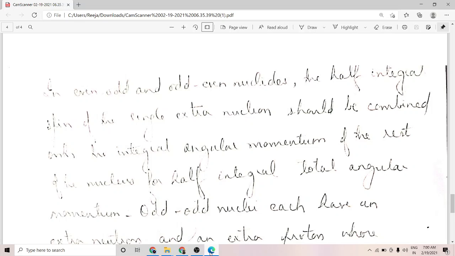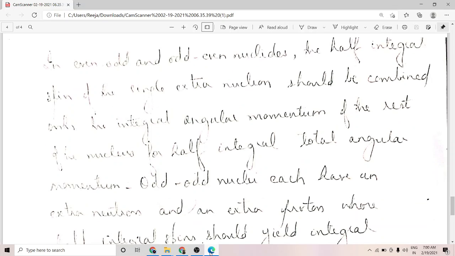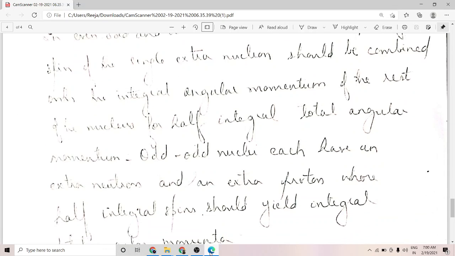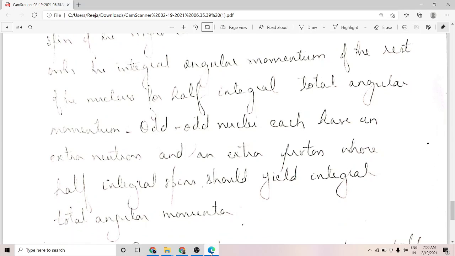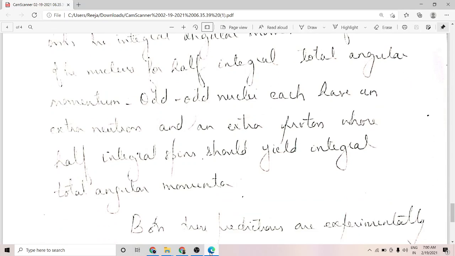The spin due to all the pairs of neutrons and protons will give you an integral angular momentum, whereas there will be a single extra nucleon, which makes it an even-odd or odd-even nuclei, and that single extra nucleon will have a half integral angular momentum, which when added to the integral angular momentum will again give you a half integral total angular momentum. So I think that is clear to you. Odd-odd nuclei will have an extra neutron and an extra proton. So the half integral spins should yield an integral total angular momentum.